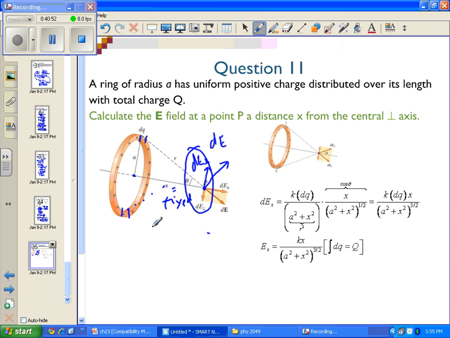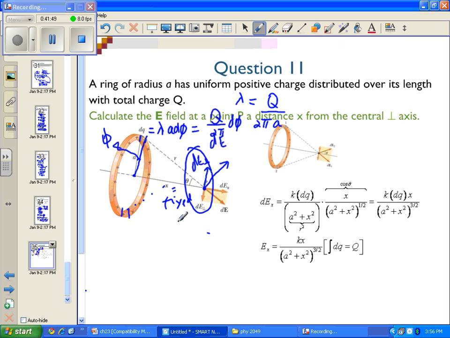So let's see. Well, we know dq, and this time we're going to call this angle d phi, because our book's using this angle as theta, which is not the same as this angle here. Well, dq will be equal to lambda times ds, but ds is going to be a d phi. And of course, we know that lambda is equal to capital Q over 2 pi a, total charge over total length. And so we can make that substitution for lambda, and you can see that the a's are going to cancel, and this becomes Q over 2 pi d phi.